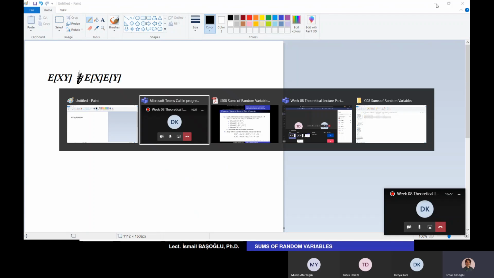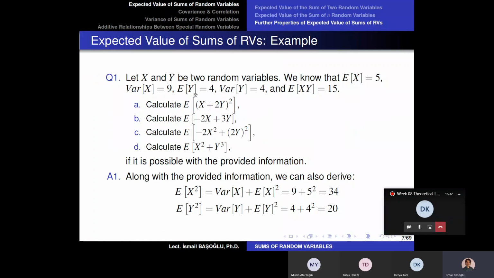You can easily see that the expected value of X is equal to 5 and the expected value of Y is equal to 4, and the expected value of X times Y is 15. So as you can see, the product of the expectations is not equal to the expected value of the product. Now, we have given this additional information because it is going to be necessary for answering some of these questions. Now, it says we are interested in calculating the expected value of joint functions of these random variables. For example, the first joint function is (X plus 2Y) squared. So we are interested in calculating the expected value of (X plus 2Y) squared.